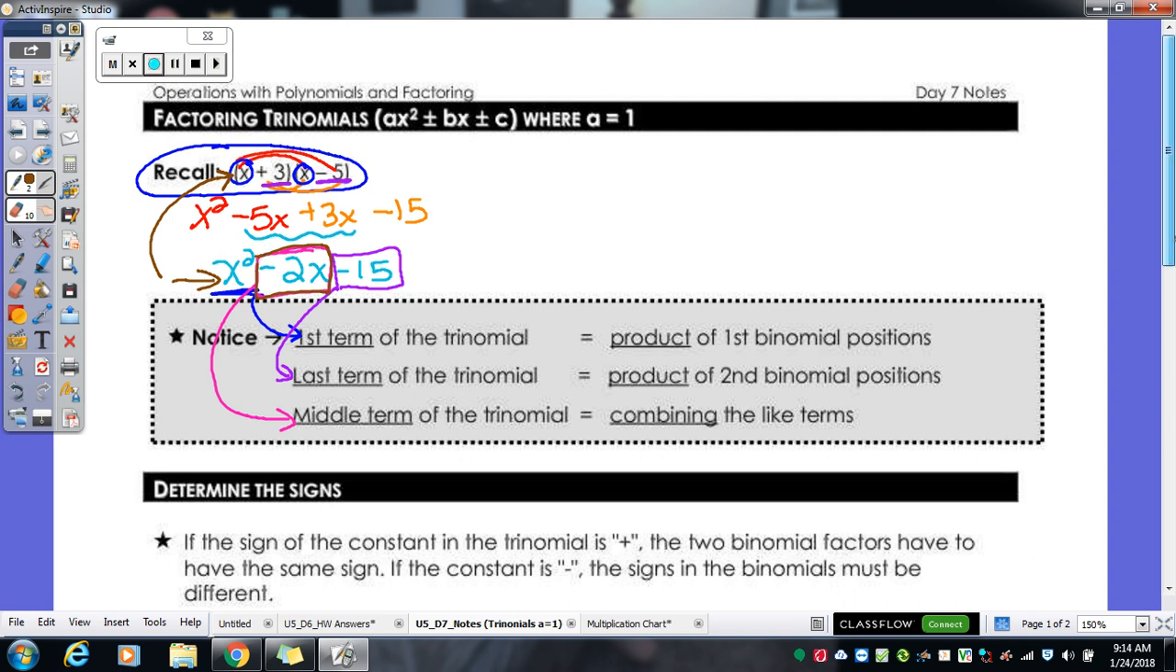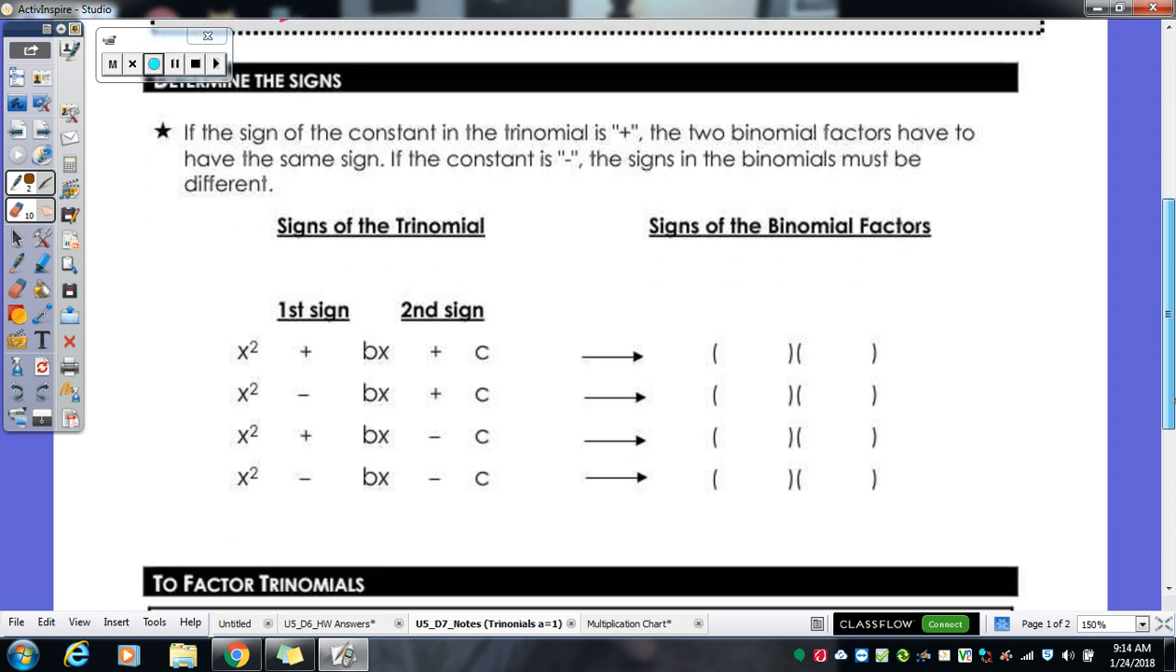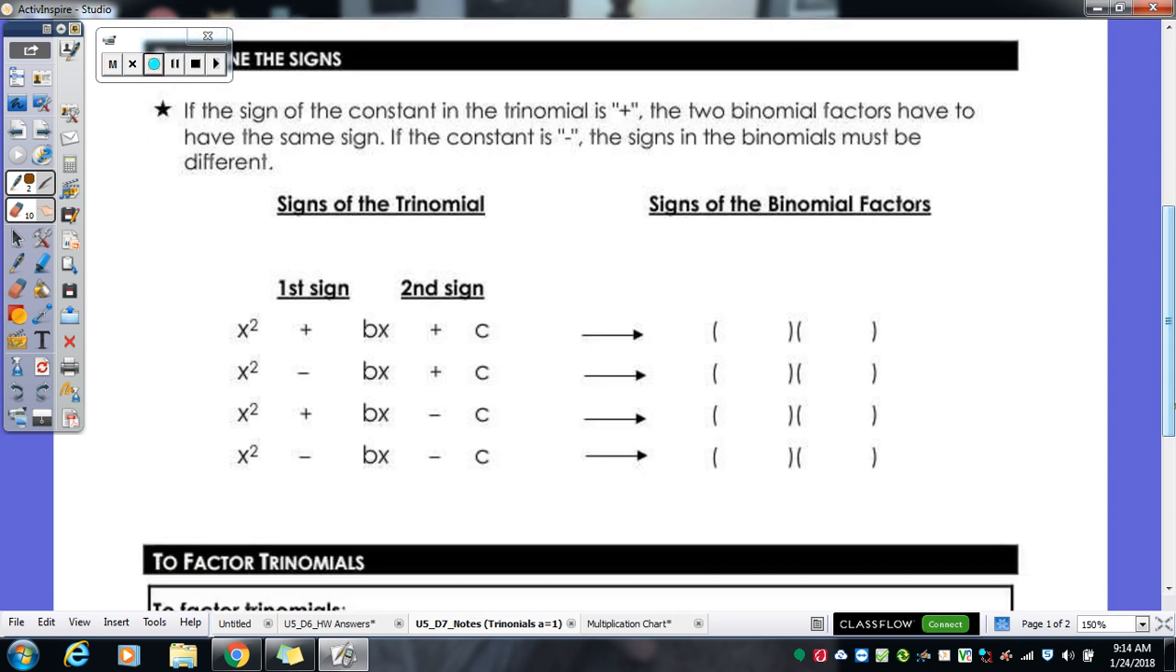So another thing we're going to have to pay attention to is you have to determine what signs you're going to use when you're factoring these. So with your trinomials, you can have two plus signs, a minus and a plus, and then two minus signs. So when you're trying to figure out what your signs are, you actually always want to look at your second sign first.